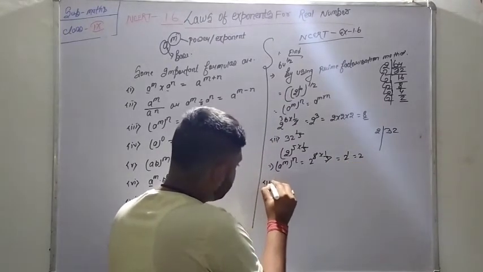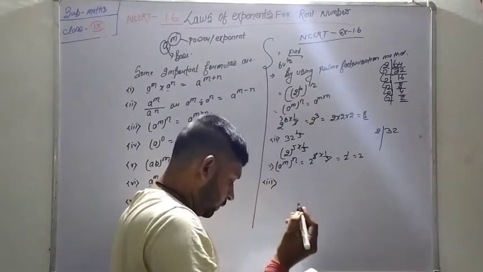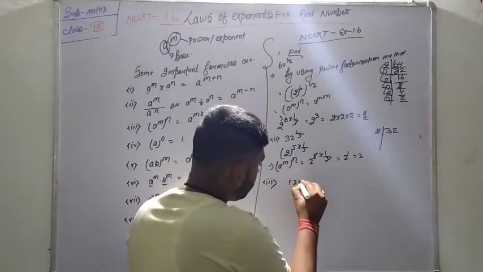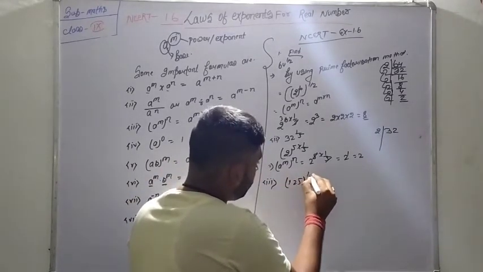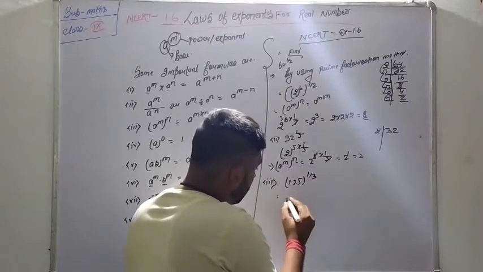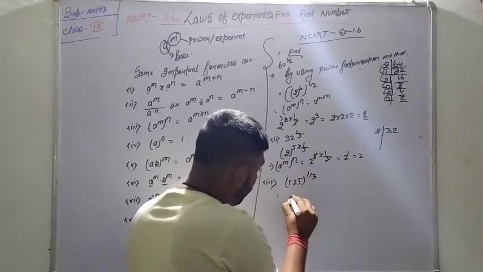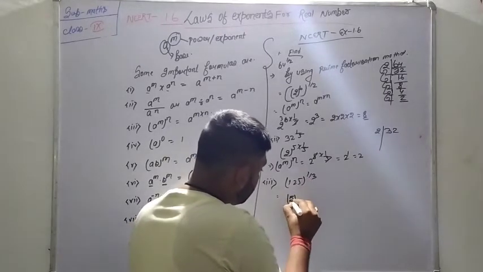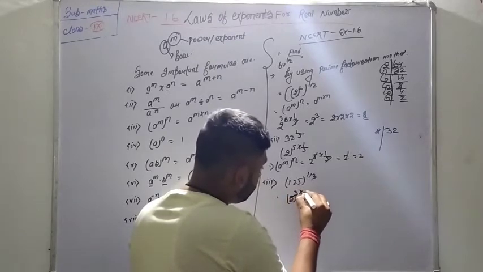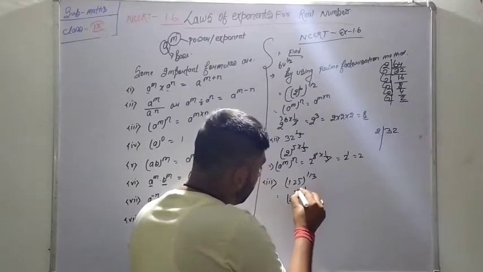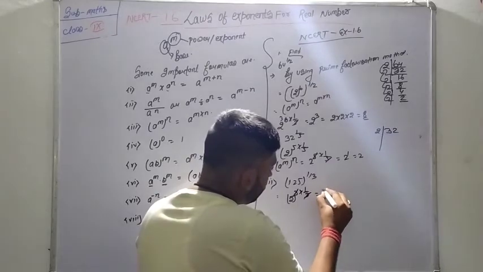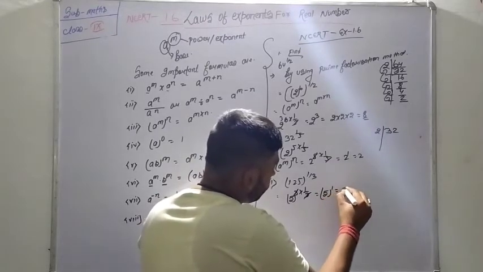And number 3: 125 raised to the power 1 upon 3. Now here we know that 5 raised to the power 3 is equal to 125, into 1 upon 3. Now the answer is equal to 5 raised to the power 1, which is equal to 5.